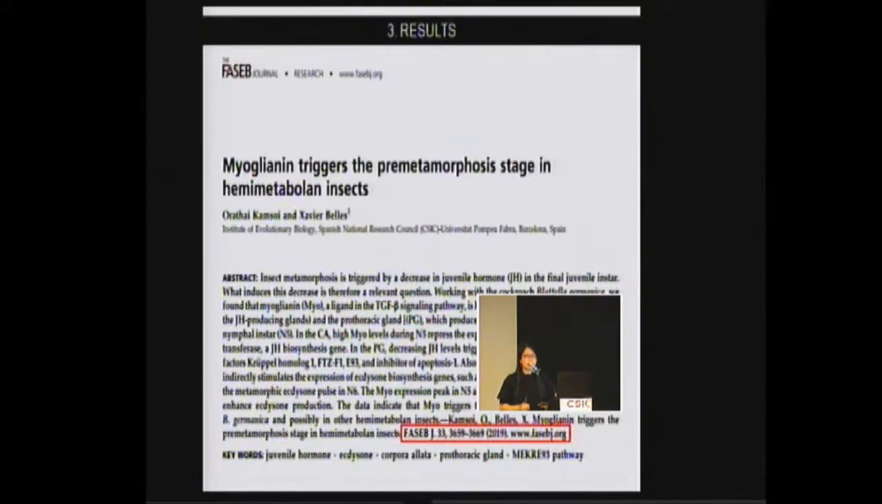The first section of the results, the role of myoclonine, has been summarized and published in the FASEB Journal last year. So I'm going to tell you in brief about the findings from this study.